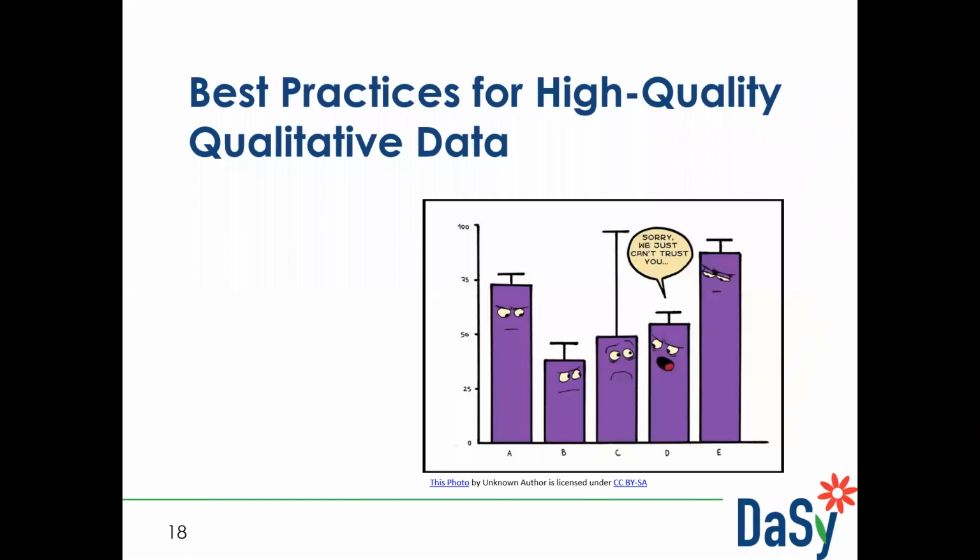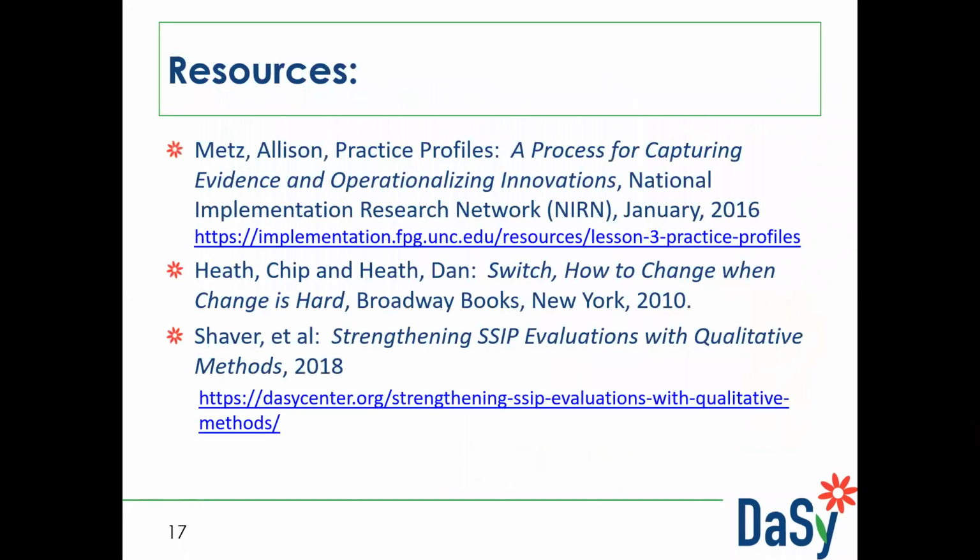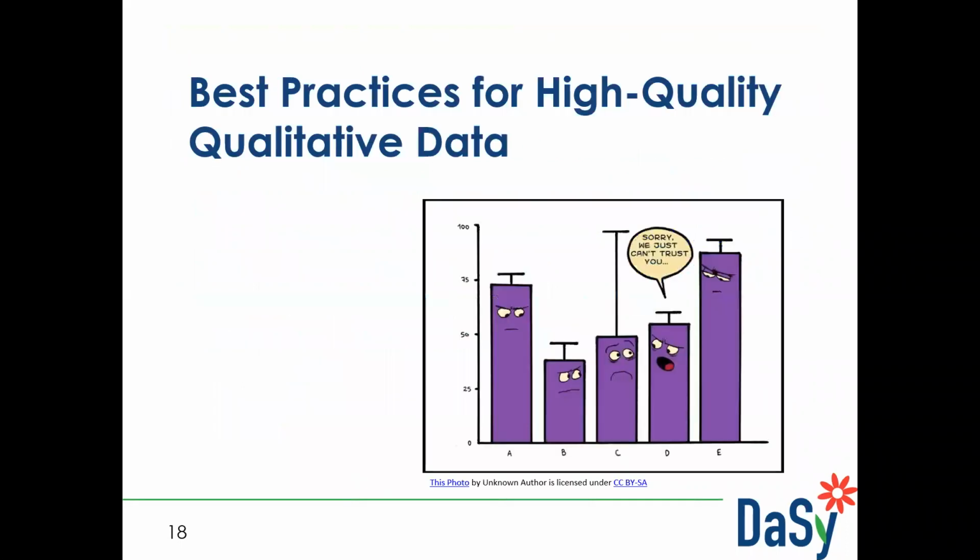And while you are formulating any questions, I do want to just mention the resource that Brenda had in her previous slide, which is the DAISY resource, Strengthening SSIP Evaluations with Qualitative Methods. This is a resource that is on the DAISY Center website, and the next section will have some of the best practices that are listed in that document. So please feel free to go to the DAISY Center website and take a look at that product.